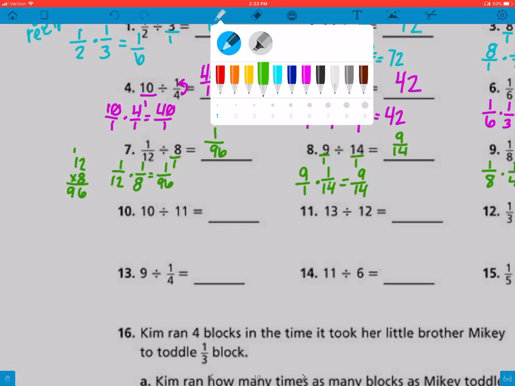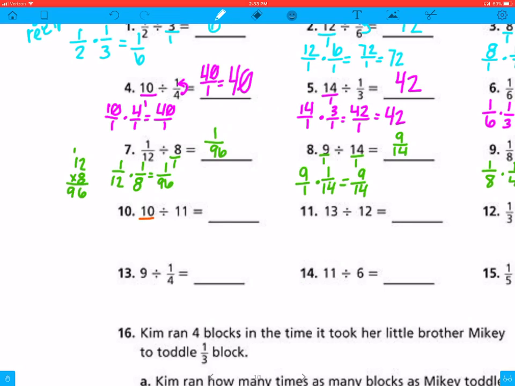Number 10. 10 divided by 11. I could immediately write this as 10 divided by 11, or 10 over 11, but let's write it out as 10 over 1 multiplied by 1 over 11, which is equal to 10 over 11. I can't simplify it, so it stays as 10/11.